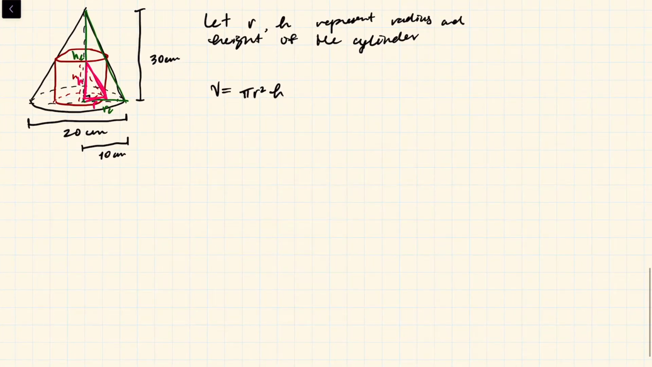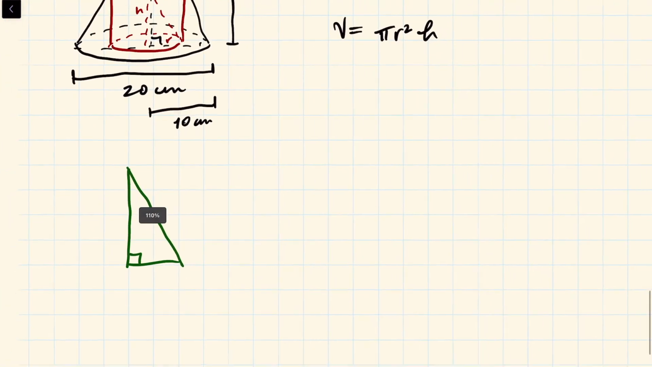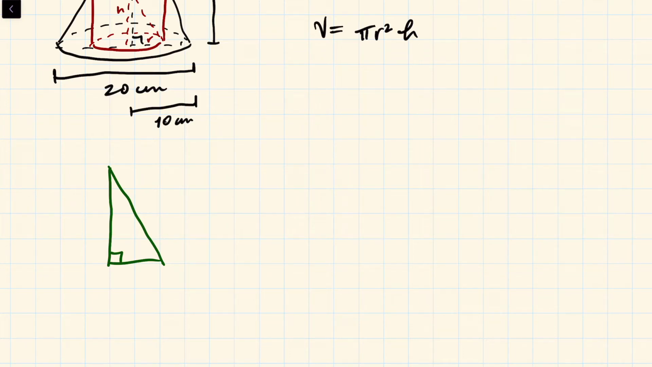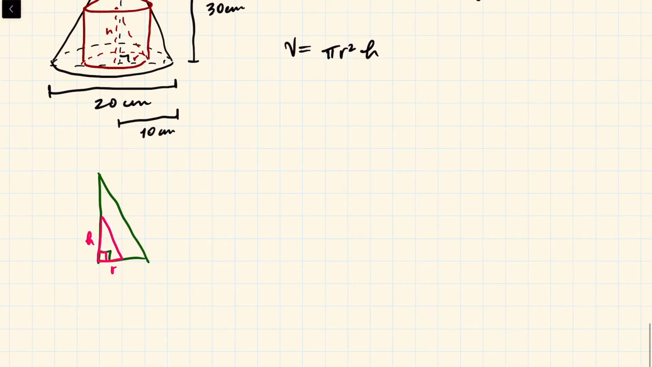Okay, so let me just draw those two triangles outside of the diagram here. So that's the bigger triangle. And they're right triangles, by the way, because the height and the radius are perpendicular. And then the smaller one is kind of inside of it here. It shows a right angle, right? This is h, this is r, because we defined it, right?